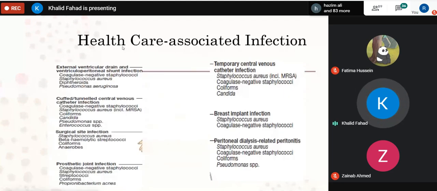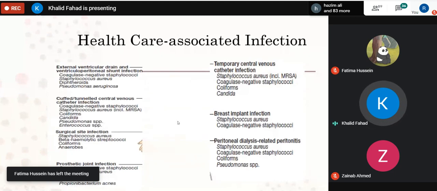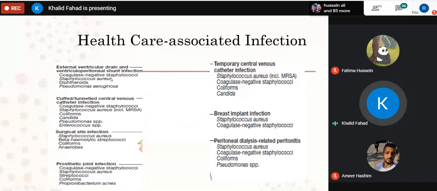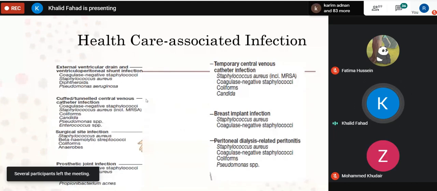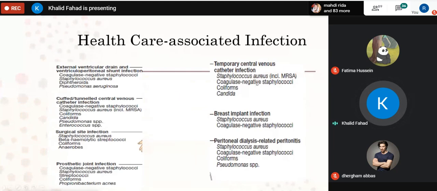What about healthcare-associated infections? These are examples of healthcare-associated infections. You don't need to memorize them, but you have to keep in mind that every site has specific organisms in healthcare-associated infection. For example, temporary central venous line. These are the usual organisms that will cause infections.